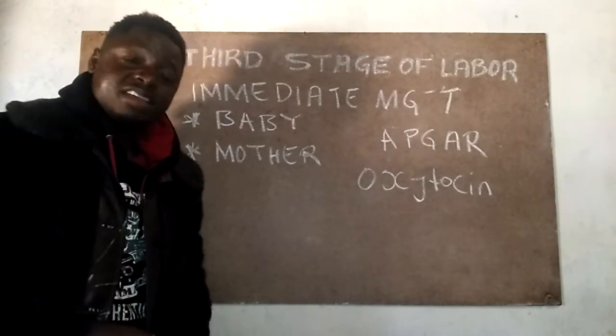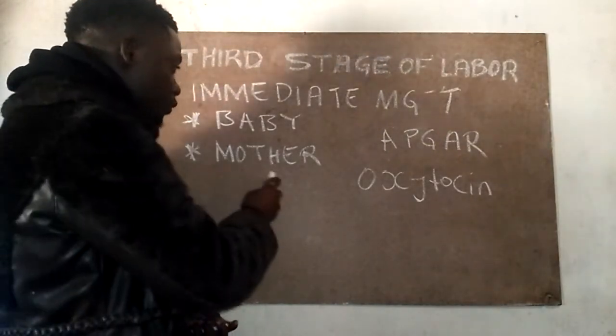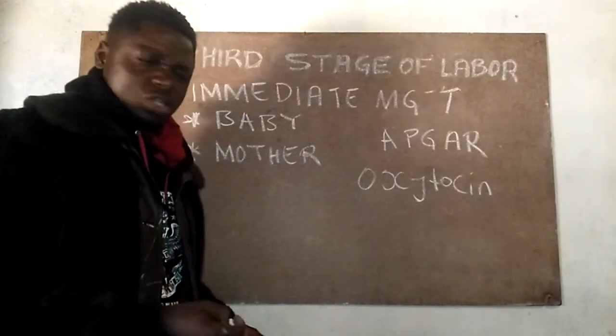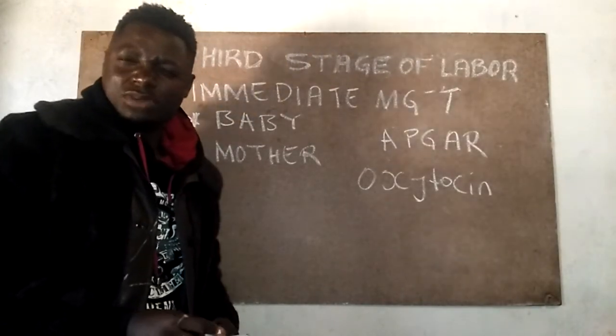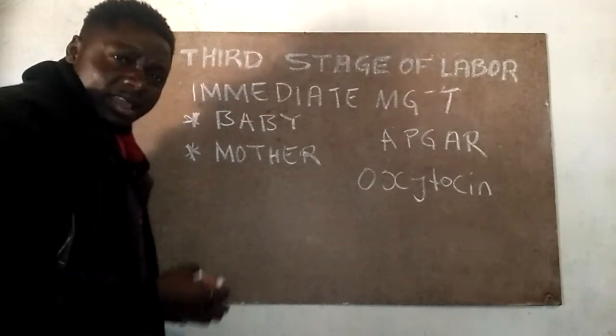So that is our immediate management of the baby. Now we move on to the mother. What are some of the things that we do on the mother immediately the baby is born? Immediately we are in the third stage of labor. The first one, oxytocin.